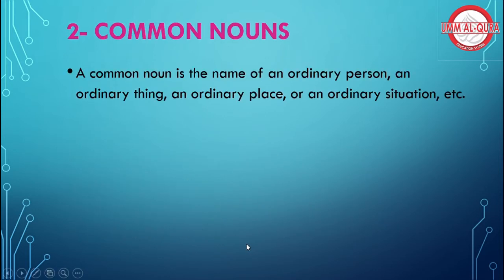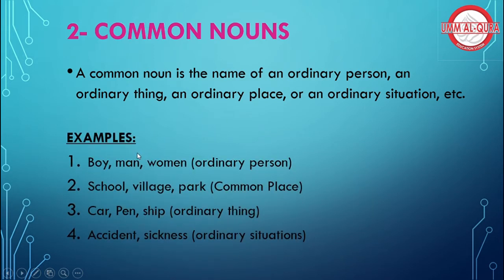Moving on, we have common nouns. A common noun is the name of an ordinary person, an ordinary thing, a common place or an ordinary situation. Okay, the examples are boy, man, woman. Like a category that is common, that is a lot in number, we use common nouns. Then we have school, park, village, city. All these are common places.